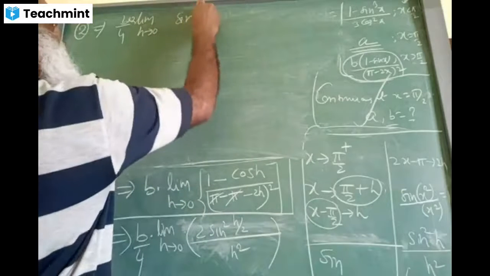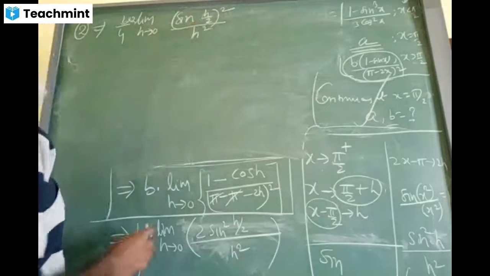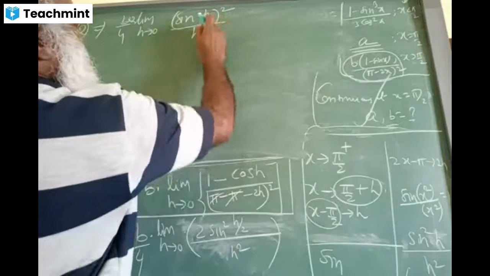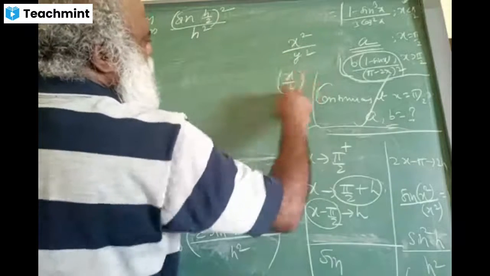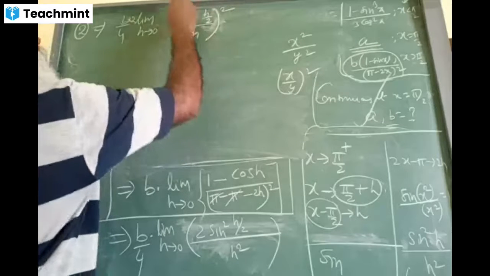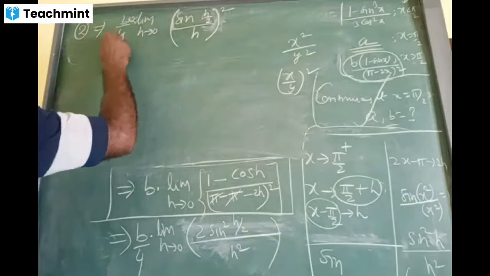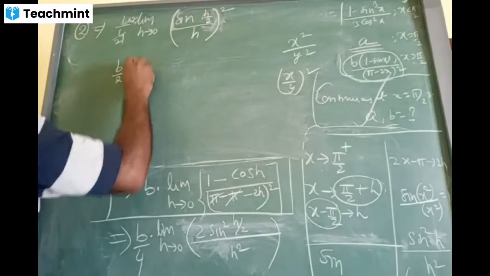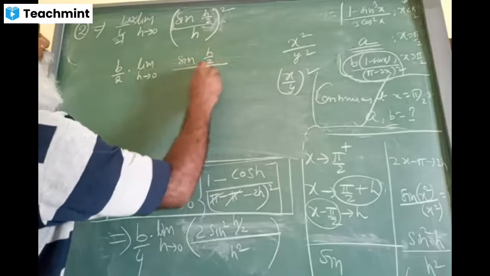Sin square h by 2 is nothing but sin h by 2 whole square by h square. I can write this square and this square. See, one is x square, the other is y square. Can I write x by y whole square? Likewise I'm going to write like this. Are we clear? So in the next step, the 2 gets cut here. So you get b by 2 limit h tends to 0 sin h by 2 by h.